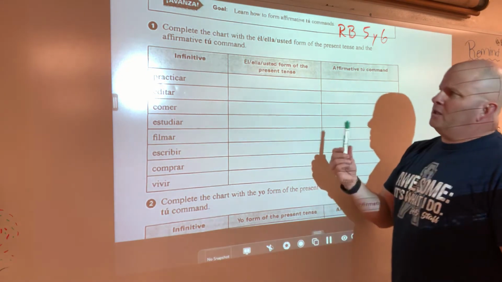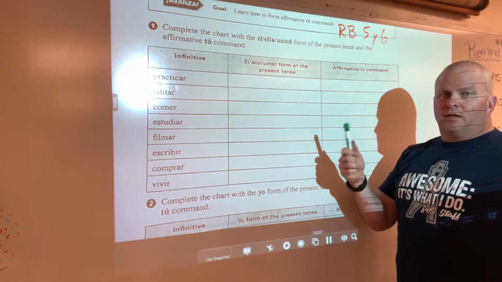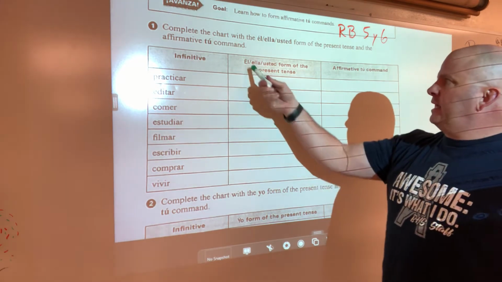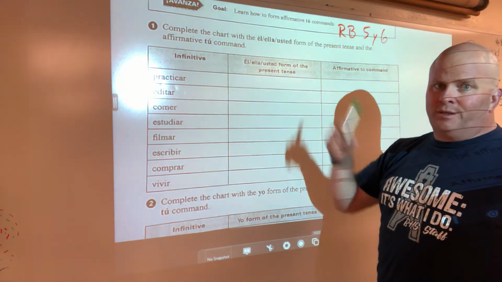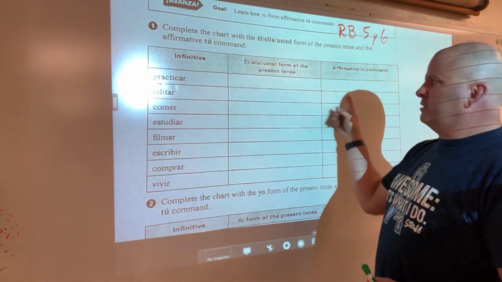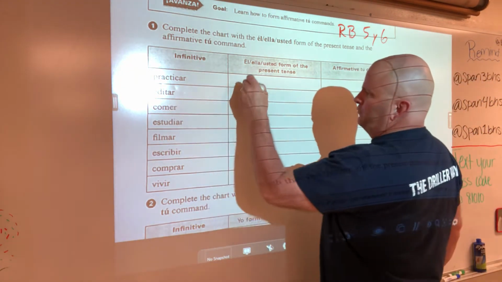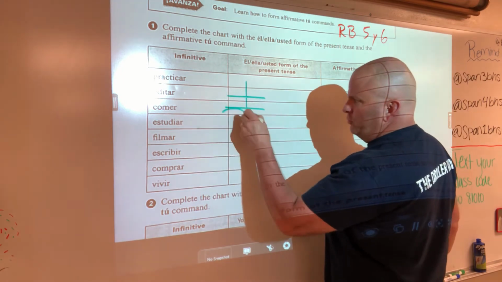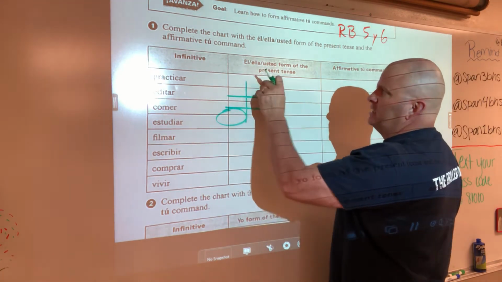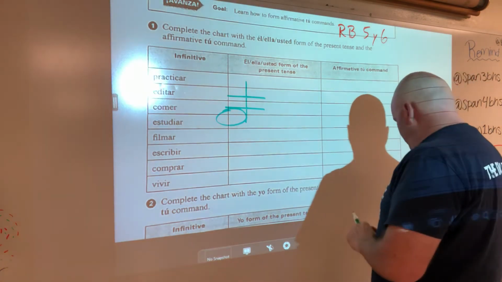So if you remember from the notes that the affirmative 2 command on a regular verb is just the él, ella, or usted form of that verb in the present tense. That's all it is. So these are going to be the same. So if you look, again, if we do our little verb chart here, this is the form we're looking for. That's going to be this one, and it's also going to be the affirmative 2 command.